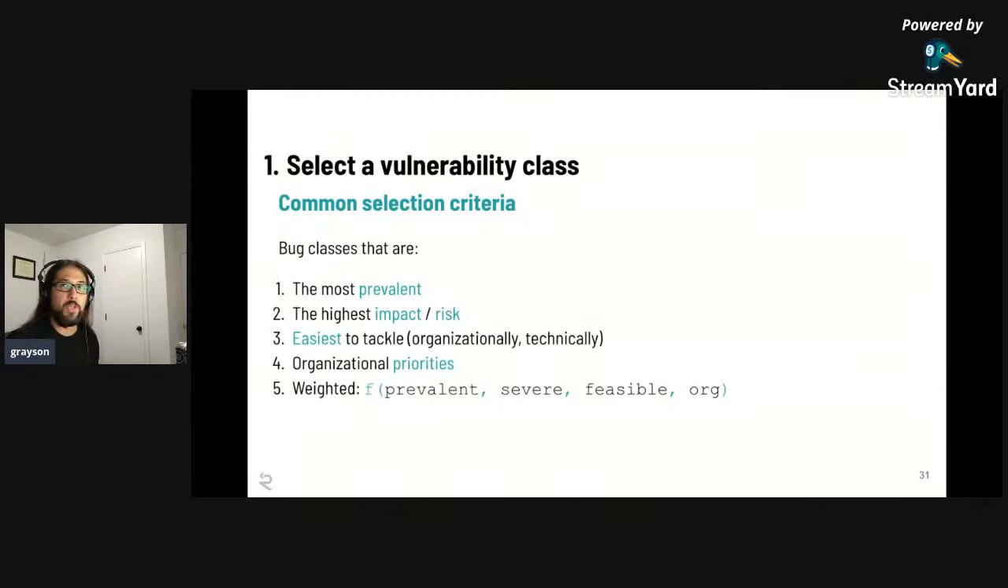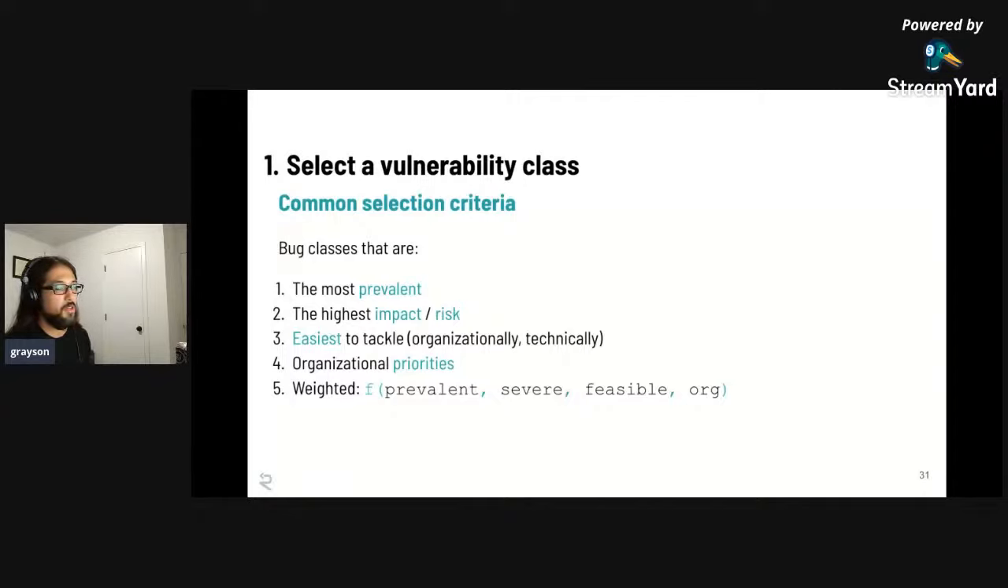When you have to pick a vulnerability class, I typically recommend that you stack rank the vulnerabilities that you want to target. So you have to prioritize them. You can't work on everything all at the same time. You can't work on everything all the time. So you have to work on things in some order. And so prioritization can help with that.